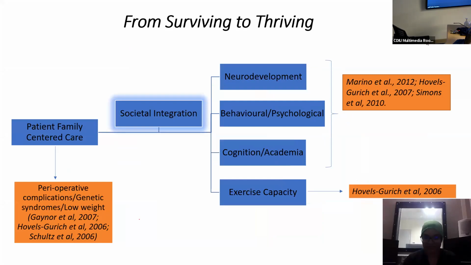From surviving to thriving. In the event of perioperative complications, such as cardiac arrest, prolonged or complicated cardiopulmonary bypass, hypoxic events, and the pre-existence of genetic syndromes, societal integration becomes an important component of care. Societal integration involves multiple components and is managed by a multidisciplinary team effort. Some research shows that potential delays in the areas of neurodevelopment, behavioral, psychological, cognition, academia, and exercise capacity may be prevalent in complex VSD lesions.